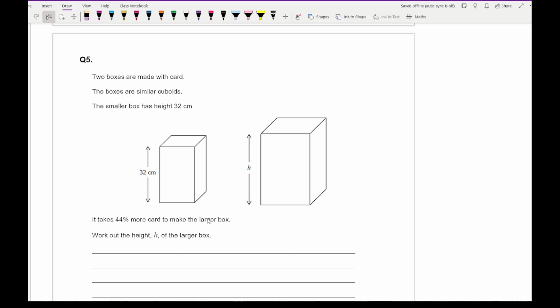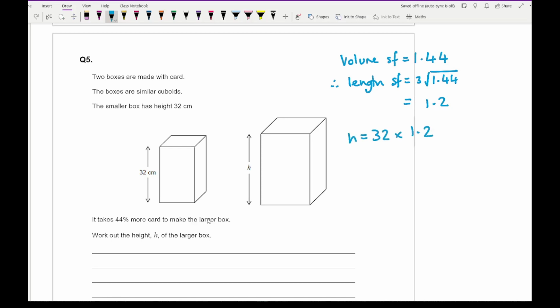So for this, what we need to work out is the scale factor. If it's 44% bigger, then the scale factor is going to be 1.44, because that is a decimal multiplier of increasing something by 44%. So therefore then, the length scale factor is going to be the cube root of 1.44, which gives us an answer of 1.2. So from this then, to work out H, so H equals 32 multiplied by 1.2, and that gives us an H value of 38.4 centimeters, and there is my answer.